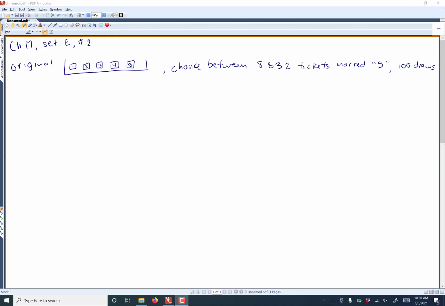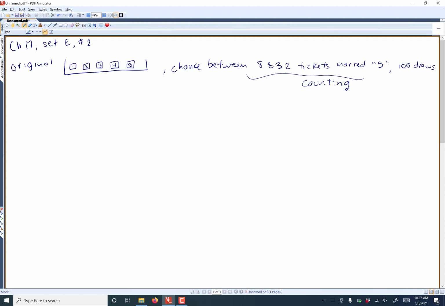This is chapter 17, set E, number 2. So we have an original box that has the numbers 1, 2, 3, 4, 5. And we're supposed to find the chance that between 8 and 32 tickets will be marked 5. Now notice this, the chance that between 8 and 32 tickets will be marked 5. That all sounds to me like we're counting.